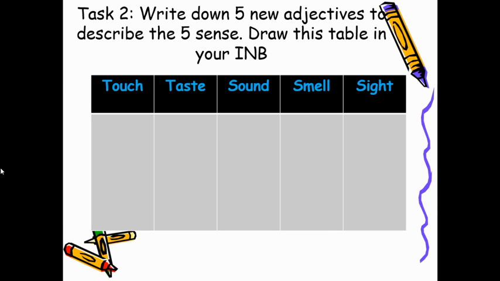So what you need to do now is you need to come up with 5 different words that you could use for touch, taste, sound, smell, and sight. So 5 words for touch, 5 words for taste, 5 words for sound, 5 words for smell, and 5 words for sight. What you need to do is you need to draw a table like this in your interactive notebook. If you feel like you don't have enough space, feel free to go to the next page. Make sure that you write in 5 words for each sense. And that is your task for today.